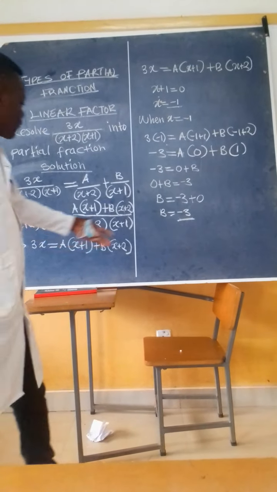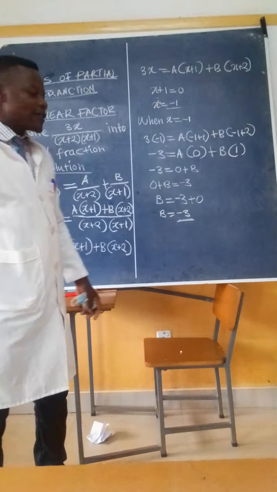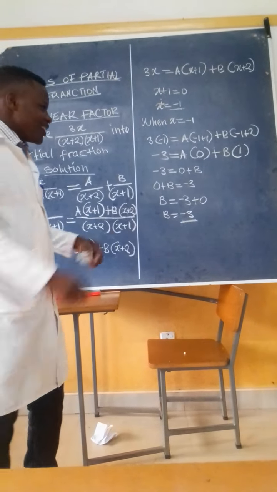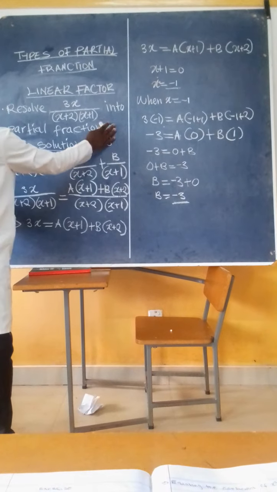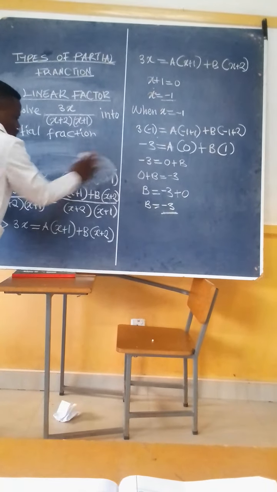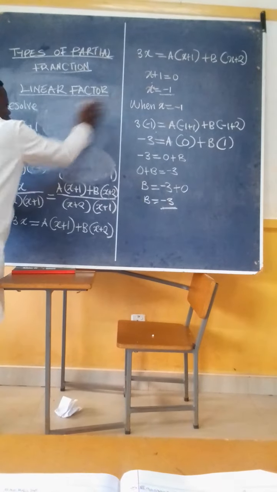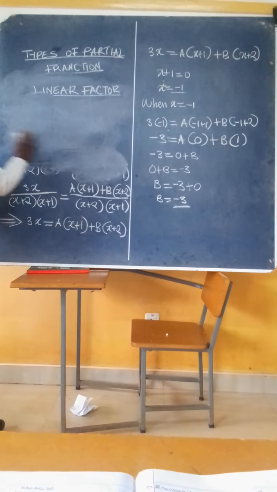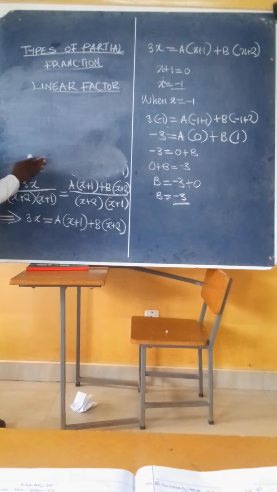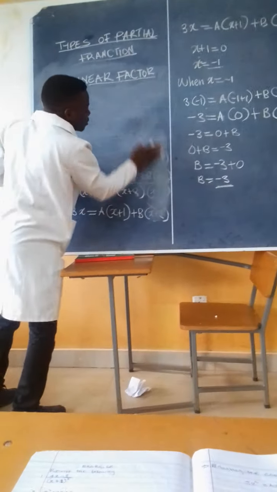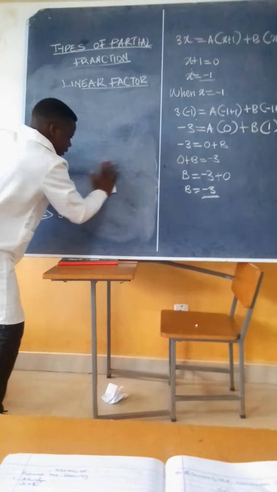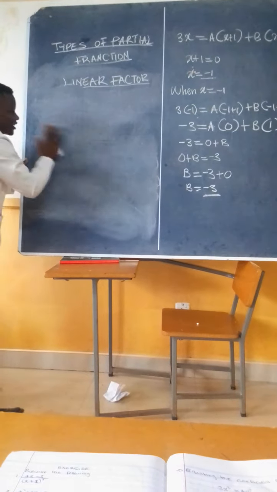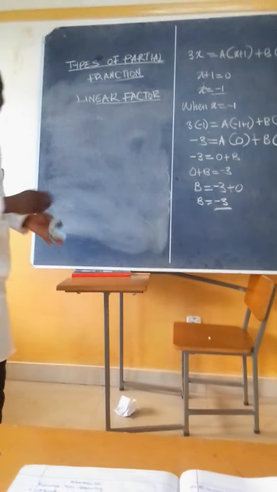So we have found the answer for b. We say that b is negative 3. So let's also find the value of a. Finding the value of what? Of a. Yes, so finding the value of a.